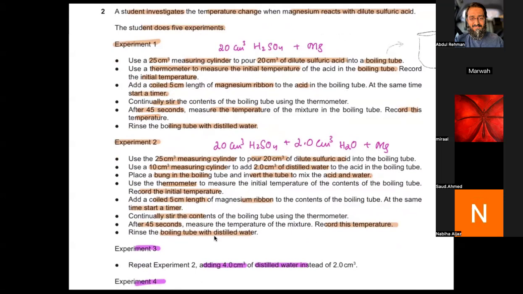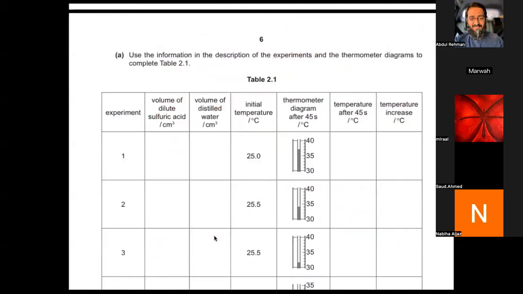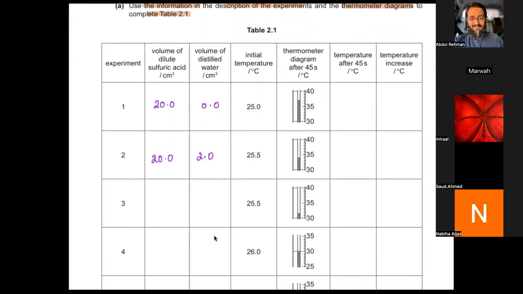Okay. So if you recall, in experiment 1, we have used 20 centimeter cube of sulfuric acid and 0 centimeter cube of water, isn't it? In experiment 2, we have used 20 centimeter cube of sulfuric acid and 2 centimeter cube of distilled water. In experiment 3, we have used 20 centimeter cube of sulfuric acid and 4 centimeter cube of distilled water.